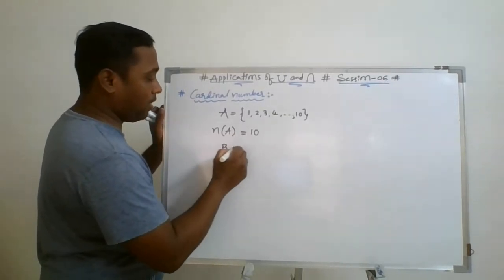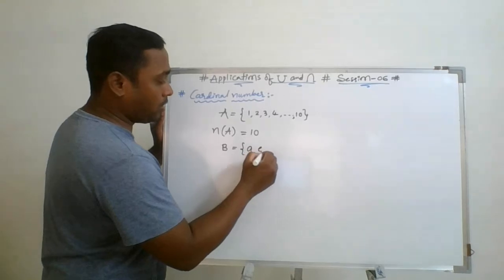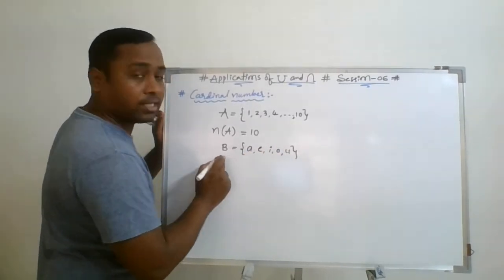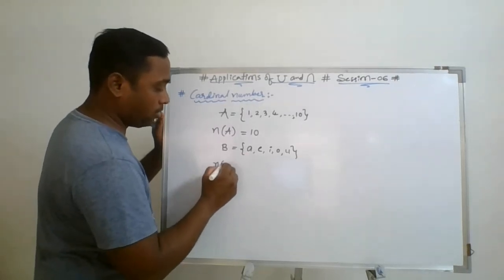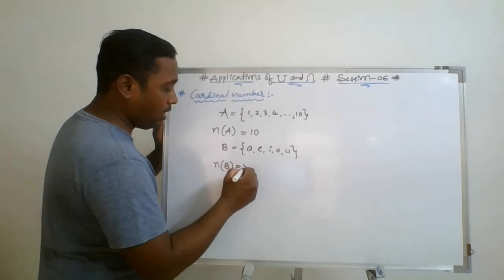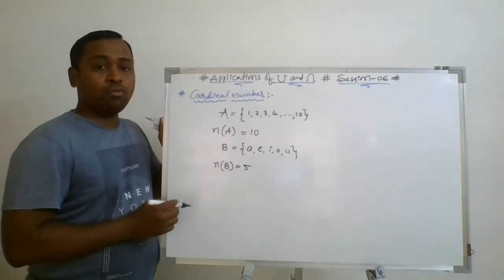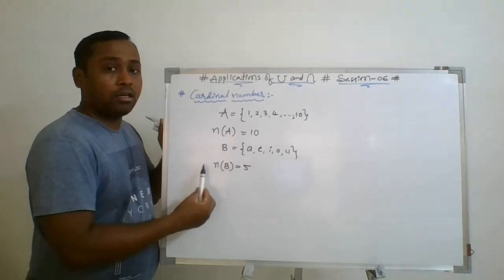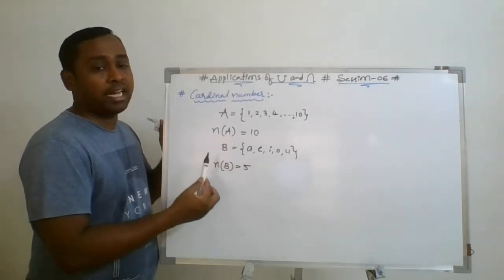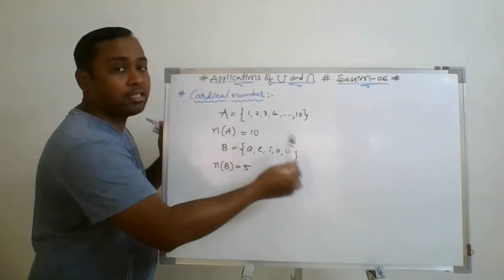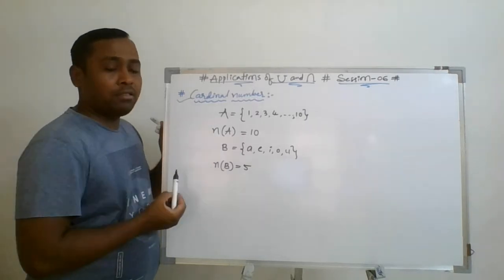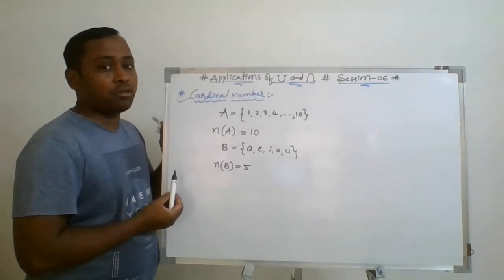Similarly, set B has the elements like the set of vowels. Hence there are 5 elements in set B. We are talking about counting only. So n(B) = 5. So when I say n(A), n(B), it means I am just focusing on the counting of the elements, not on the listed elements. Fine. So simply, cardinal number means the number of elements present in a given set.